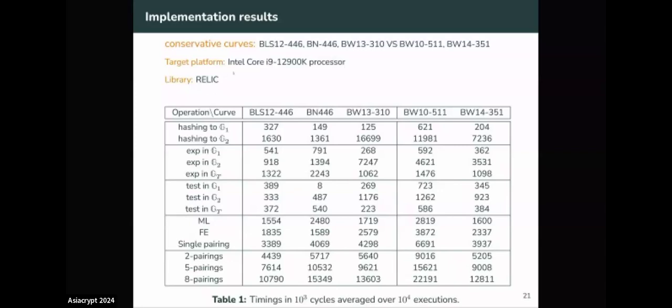And finally, using the RELIC library, we implement these operations on the curves. The results show that BW13 is faster than BW10 for all operations. Compared to other curves, BW13 is also interesting. For example, for group exponentiation in G1 and GT, BW13 is faster than BLS12 and BN. And for pairing computation, we find that BW13 is only slower than BW12.